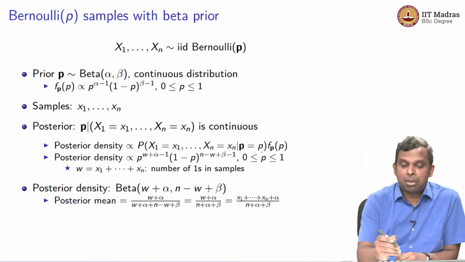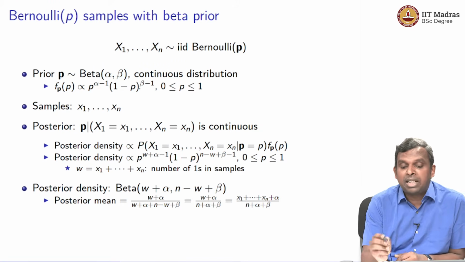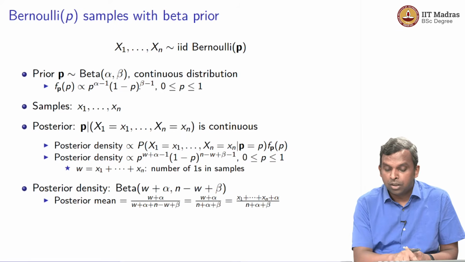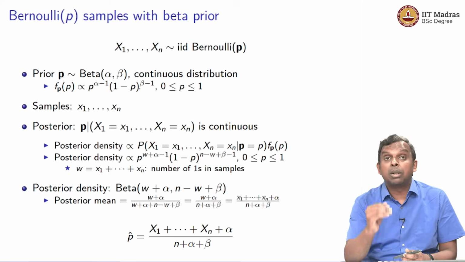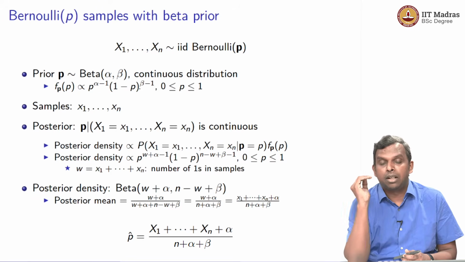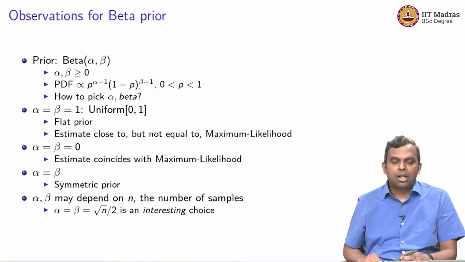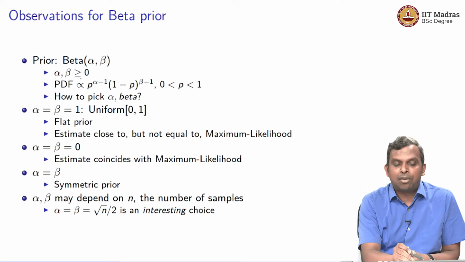So one of the things to remember is, a special case of beta is also uniform. So we'll come to that a little bit later, but let me continue this, finish it off. So the posterior mean is w plus alpha over n plus alpha plus beta. So in general, if you were to use a beta distribution as the prior for the Bernoulli p samples, you will get an estimate of this form. A few observations about the prior. Beta, like I said, alpha beta is non-negative, and then the PDF is proportional to p power alpha minus 1, 1 minus p power beta minus 1.